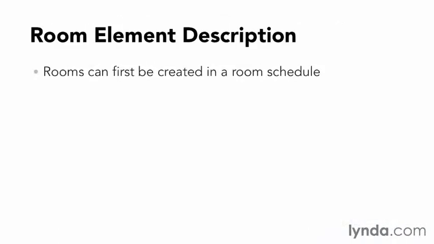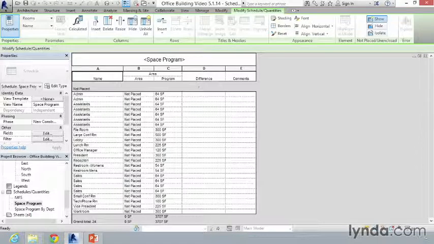The other thing that comes up is that we've already gone ahead and created a room schedule. In Revit, we've gone ahead and put together initially the space program. And you'll notice here that areas are shown here as not placed. With the room element, we can take advantage of this and start using it to place rooms, and it'll start filling out this schedule.